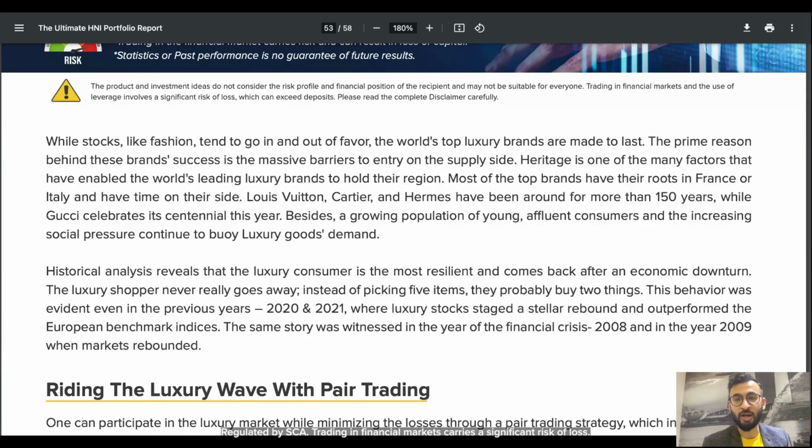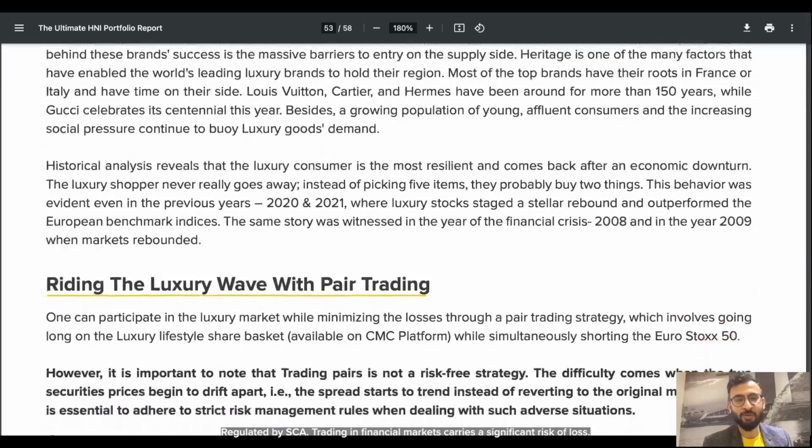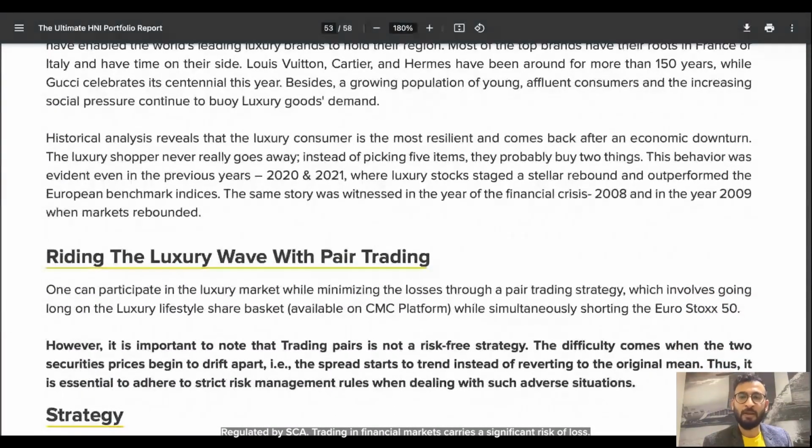Besides a growing population of young, affluent consumers, increasing social pressure continues to buoy luxury goods demand. Historical analysis revealed that these luxury brands are very resilient, and they always come back after an economic downturn, because the luxury shopper never really goes away, and instead of picking five items they would probably buy two things. This behavior was very evident in 2020 and 2021, where luxury stocks staged a brilliant rebound and then outperformed all the European benchmark indices.